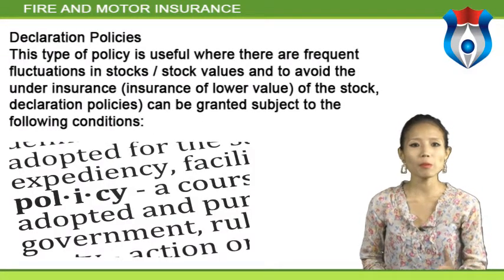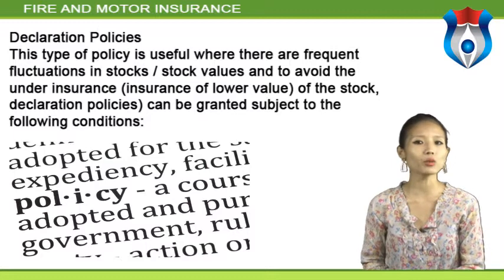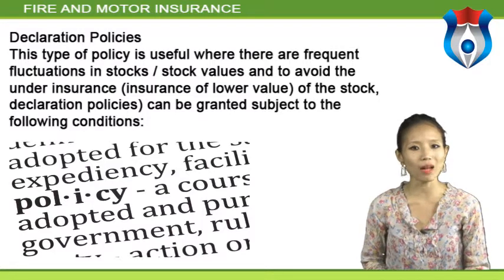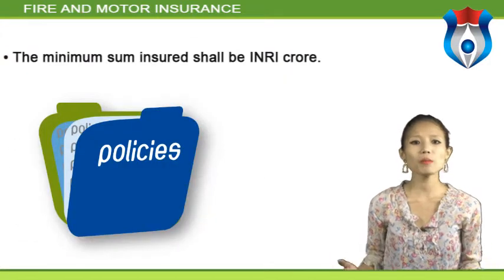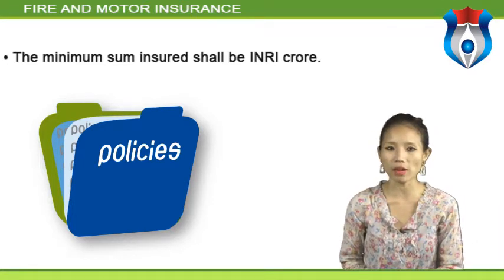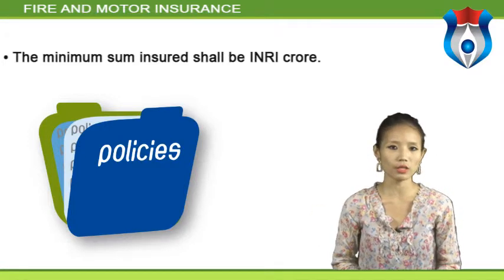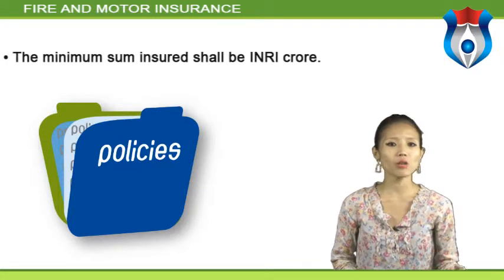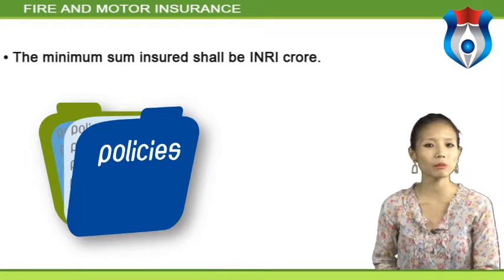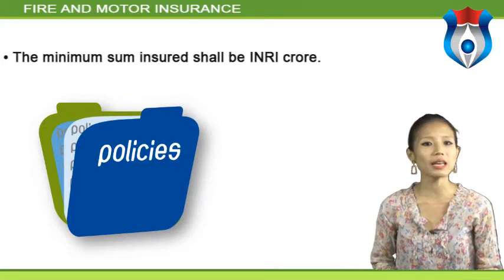Declaration policies. This type of policy is useful where there are frequent fluctuations in stocks or stock values and to avoid the underinsurance of the stock. Declaration policies can be granted subject to the following conditions. The minimum sum insured shall be INR 1 crore. Monthly declaration based on the average of the highest value at risk on each day or highest value on any day of the month shall be submitted by the insured latest by the last day of the succeeding month. If declarations are not received within the specified period, the full sum insured under the policy shall be deemed to have been declared. Reduction in sum insured shall not be allowed under any circumstances.